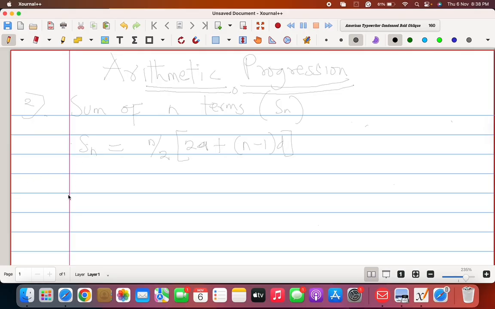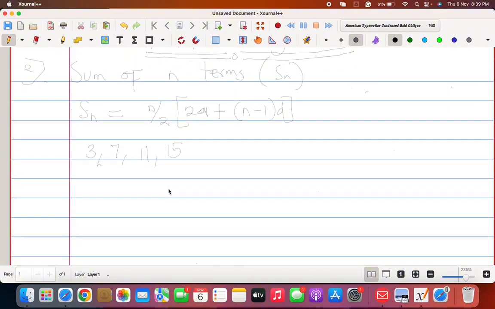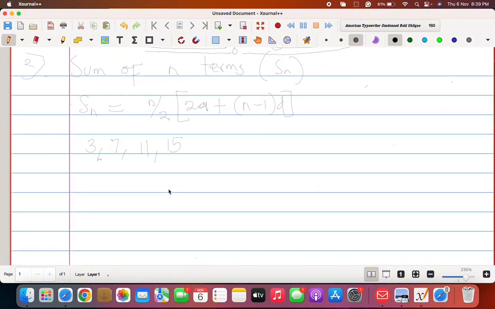I gave you guys 3, 7, 11, and 15. Imagine you're given something like this, and the question says, find the sum of the first 10 terms of the sequence. Find the sum of the first 10 terms of the sequence. Now basically, what they gave to us here is the four terms actually.